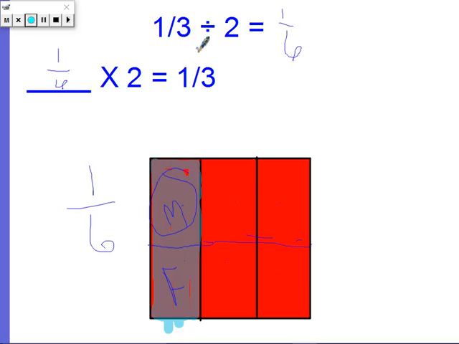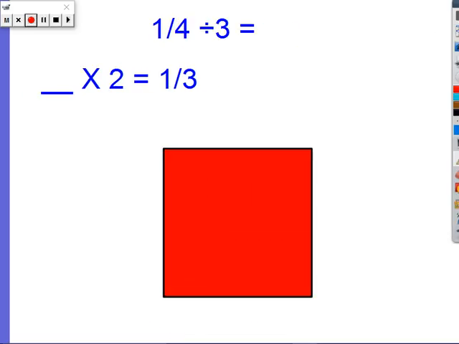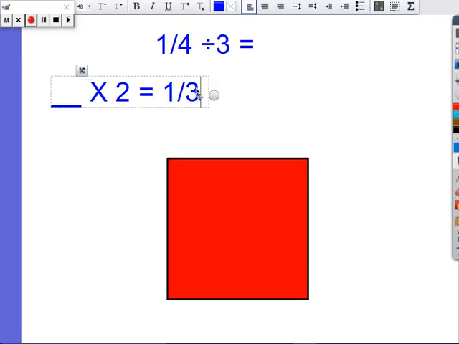Let's try another one. What happens if I have 1/4 divided by 3? All right, so once again, I know my number is going to be smaller than 1/4. What times 3 equals 1/4?